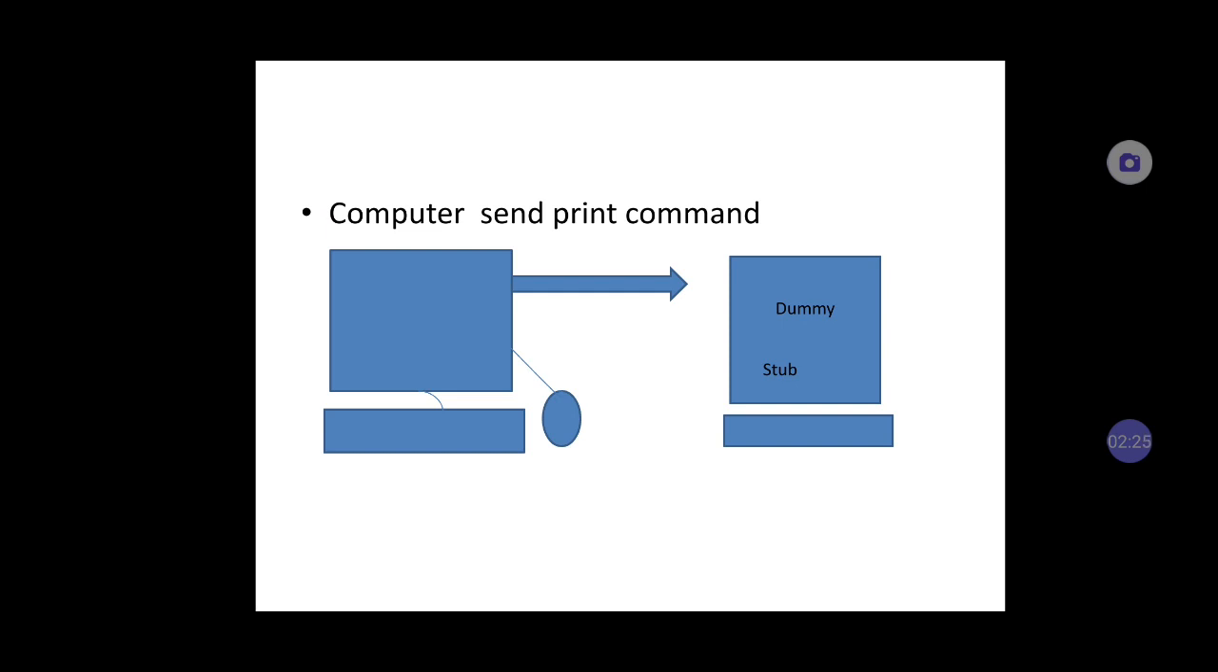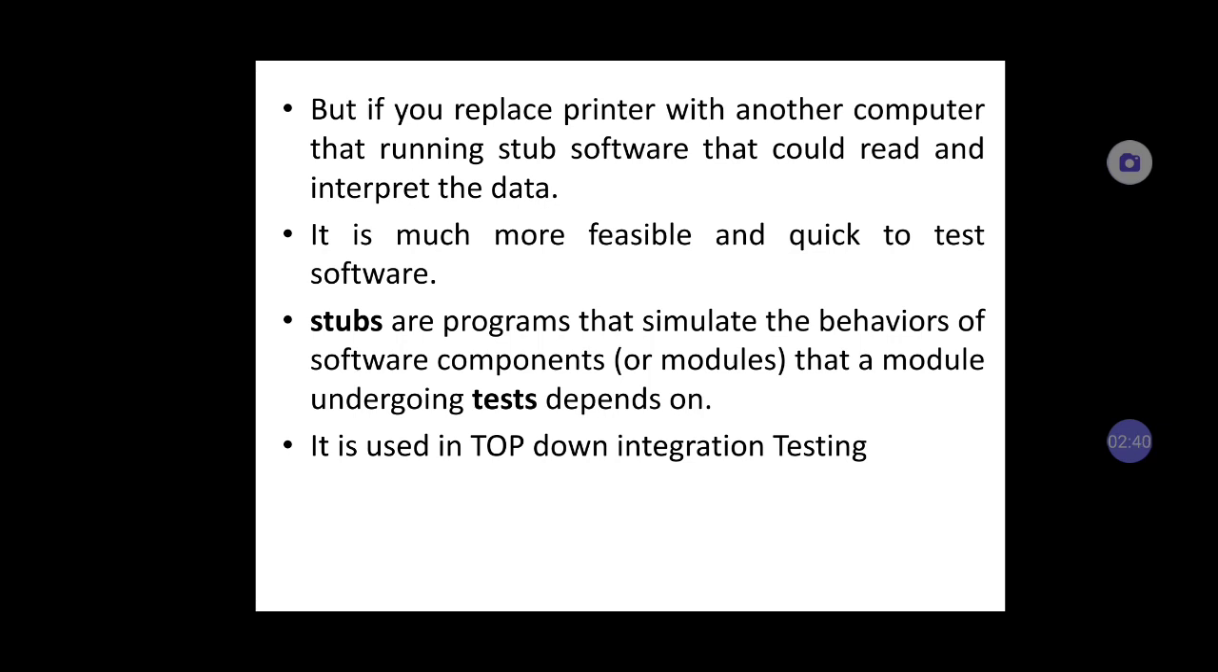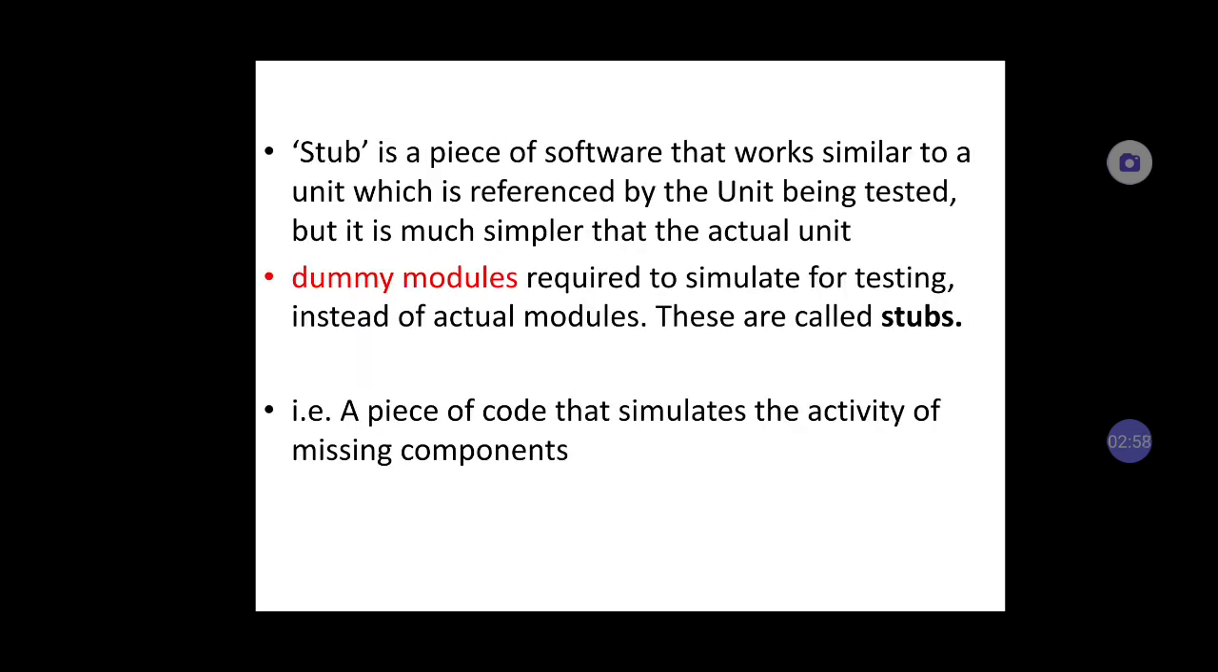So instead of the printer, we'll use a dummy module called a stub. We'll send the data to the module and we'll see how the print looks. If you replace the printer with another computer running stub software that will read and interpret your data, it is much more feasible and quick to test the software. Stubs are programs that simulate the behavior of the software component that a module under test depends on, and they are used in top-down integration testing.